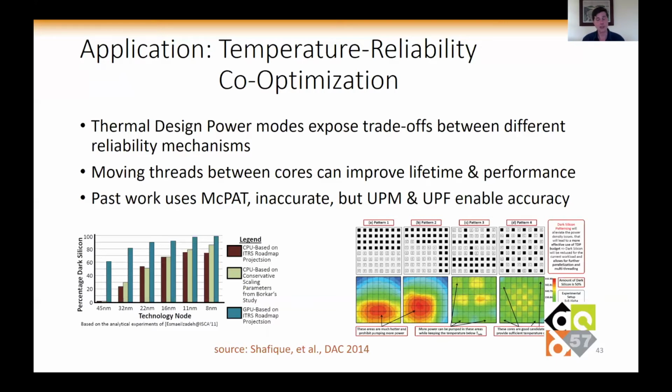And I've included some images from one of my favorite papers on this topic, which was actually published here at DAC 6 years ago. So again, we see that this work uses McPAT despite its inaccuracies. But it's reasonable to think that if we were to use UPM and UPF to do this much more accurately, designers are going to want this capability in designing their systems.